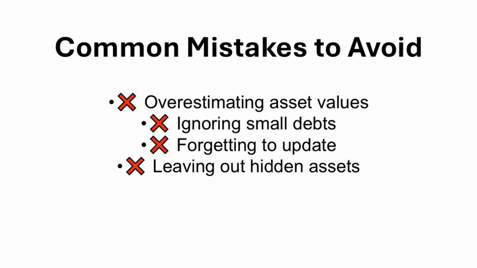Now, one important thing to note when preparing your personal balance sheet is to avoid some of the common mistakes people always make. Some of these common mistakes include overestimating asset values, inflating the value of your car, home, or collectibles based on purchase price or personal bias, ignoring small debts. Every dollar counts. Include all liabilities, no matter how minor they seem. And forgetting to update. Set a reminder to update monthly or quarterly. Your finances evolve. Your balance sheet should too. Avoid these slip-ups to keep your balance sheet accurate and useful.